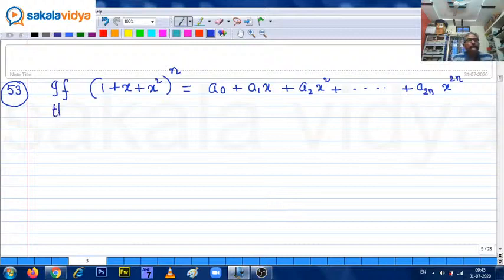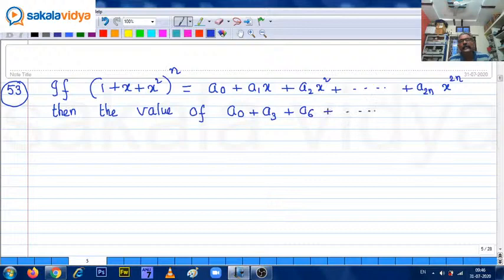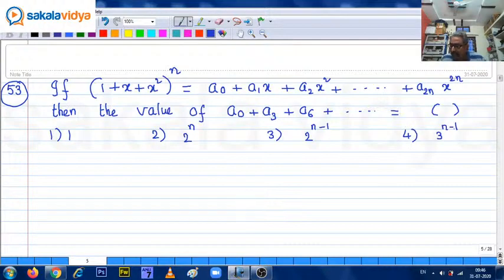Then the value of a0 plus a3 plus a6 plus and so on is equal to: first option 1, second option 2 raised to n, third one is 2 raised to n minus 1, fourth one is 3 raised to n minus 1. Right.